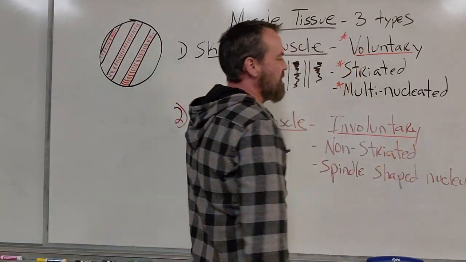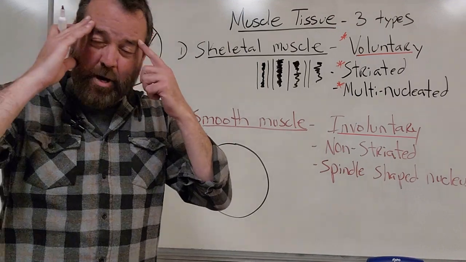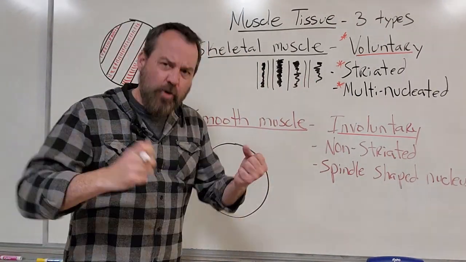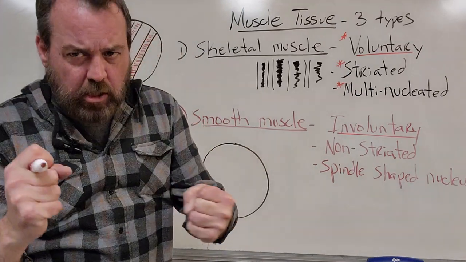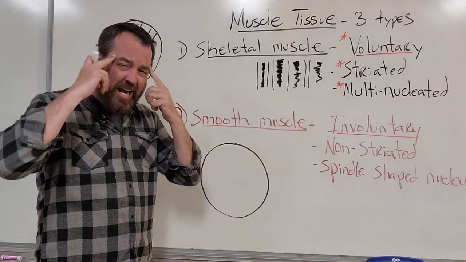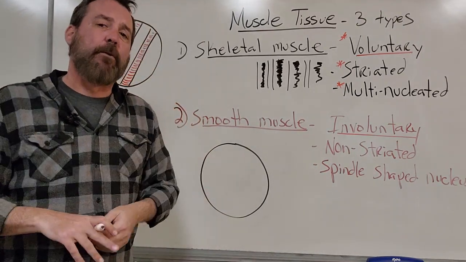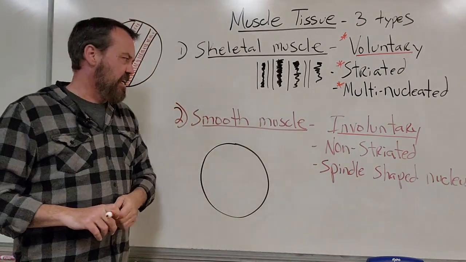Smooth muscle is our second type of muscle, and it is involuntary. I cannot control my smooth muscle with my brain. I can't be like carotid artery contract, vasoconstrict, go. I can't make it happen. My brain has no control of it. My brain's controlling my smooth muscle kind of in the background without me putting conscious thought into it.